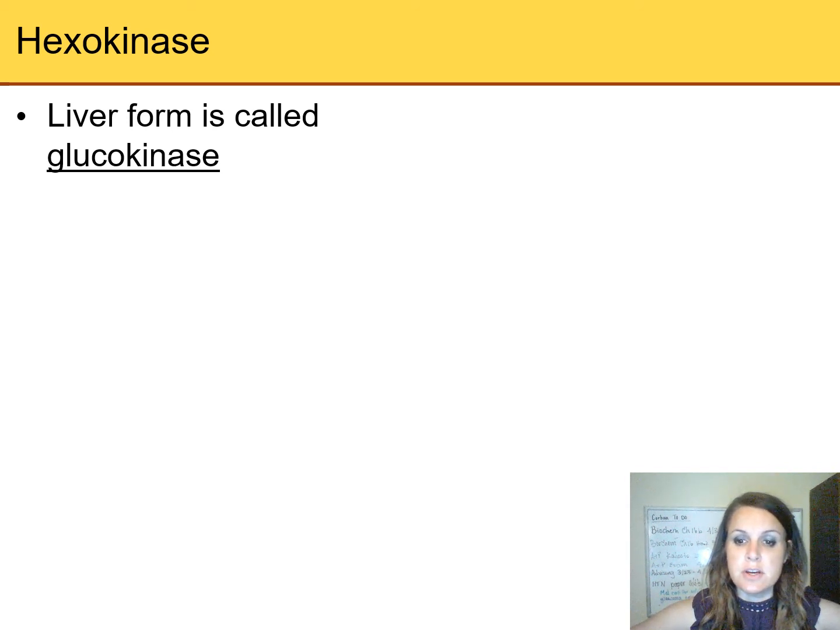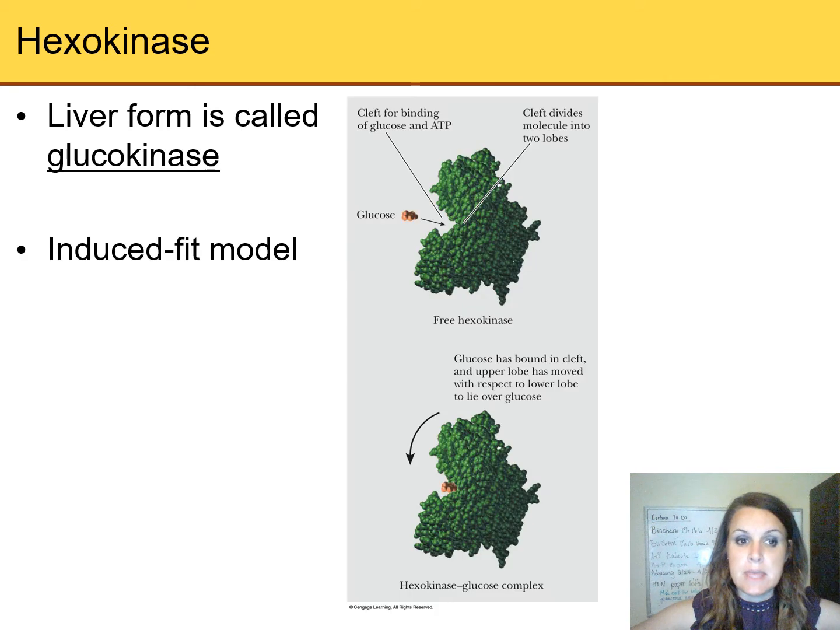In the liver, there is an enzyme called glucokinase. It's a form of hexokinase that's specific to glucose. This actually follows the induced fit model that we learned about earlier for enzyme reactions, which is pretty cool because there's X-ray crystallography research to show that when glucose and ATP bind to this enzyme, there's a conformational change in the enzyme that seems to increase its enzymatic activity.